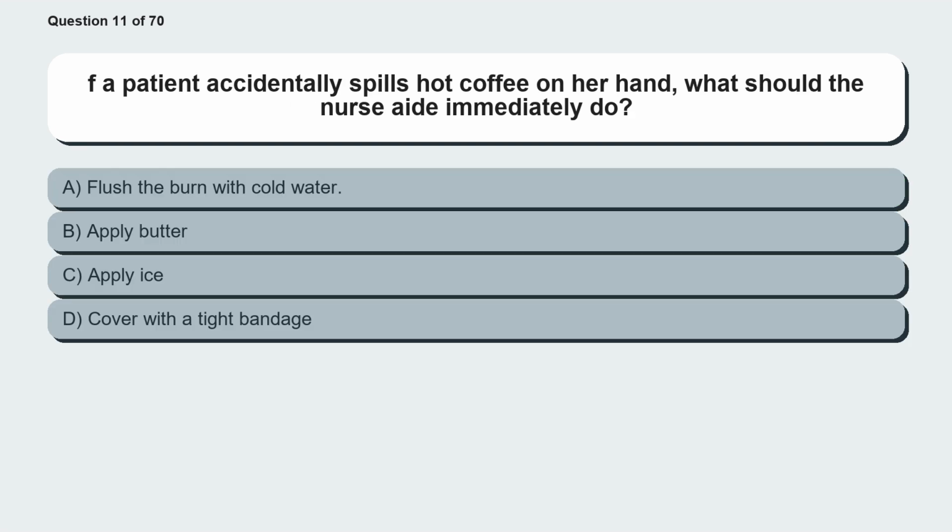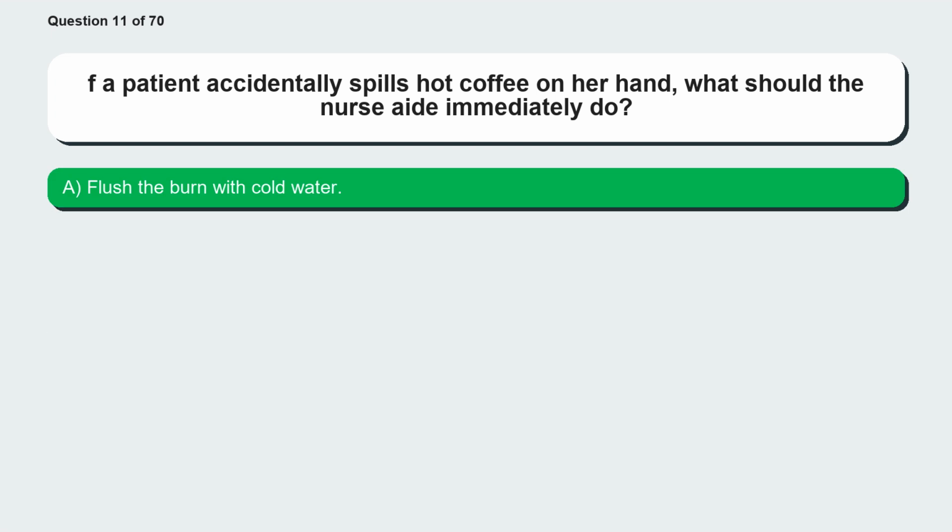Question 11. If a patient accidentally spills hot coffee on her hand, what should the nurse aide immediately do? Option A. Flush the burn with cold water. Option B. Apply butter. Option C. Apply ice. Option D. Cover with a tight bandage. The correct answer is option A.